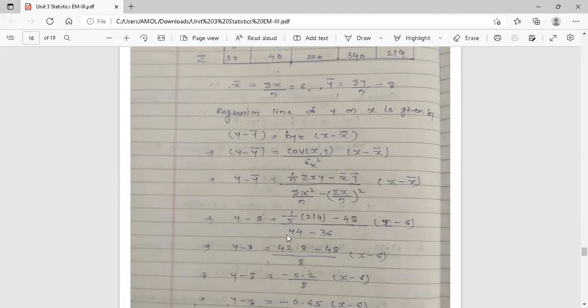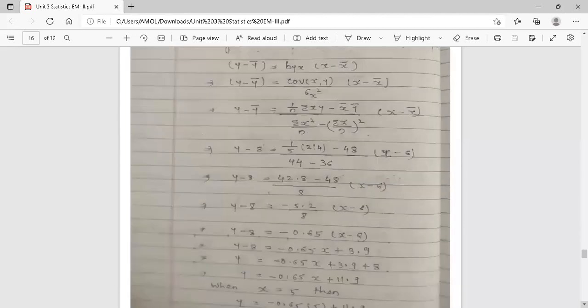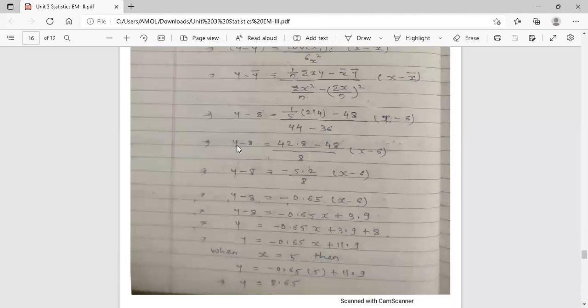The calculation is 44 minus summation x upon n, which is nothing but 6 because it is the formula of arithmetic mean. 6 square is 36. So right here 36. X minus x bar is here 6. Now you just simplify it, do the calculation, and then you will get this step.